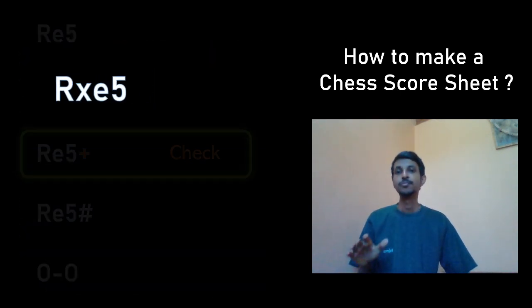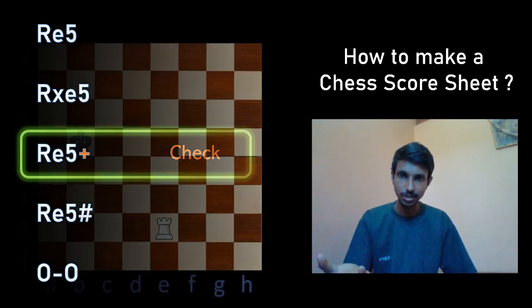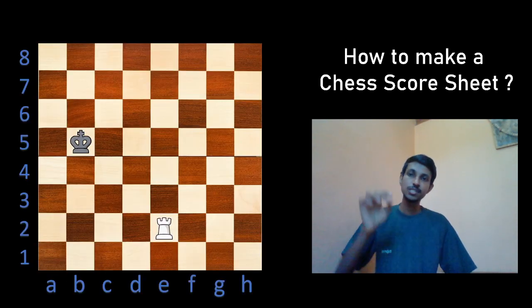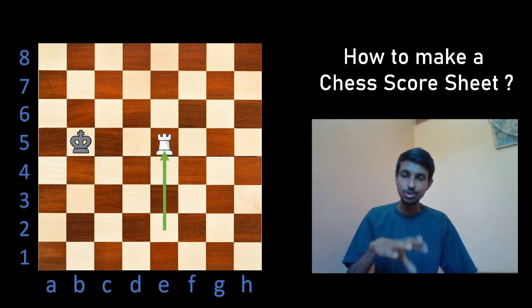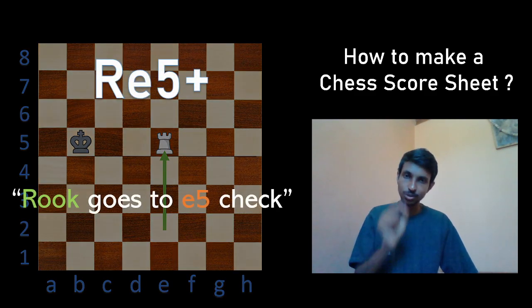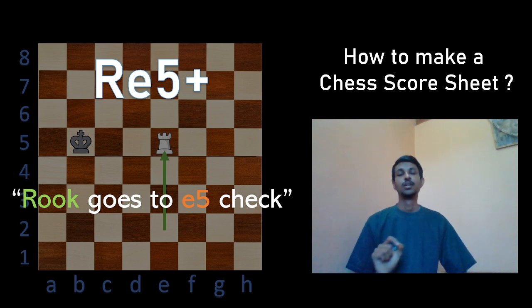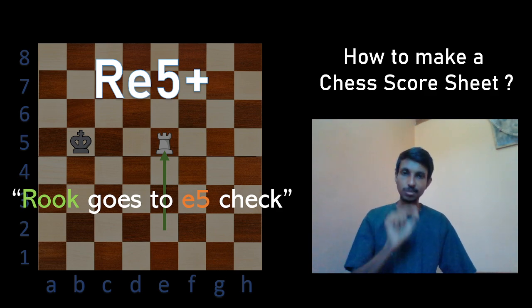Simple. The next one is a check. Whenever there's a check made, you have to add a plus symbol in the end. Let's look at one example. So in this case, you can see a king somewhere on d5, and imagine I'm moving the rook. The rook now goes to e5 and it's giving a check on the king. How do you write this? Just add a plus in the end. Rook to e5, check. So whenever any piece moves to a square that gives a check, then write a plus symbol in the end.